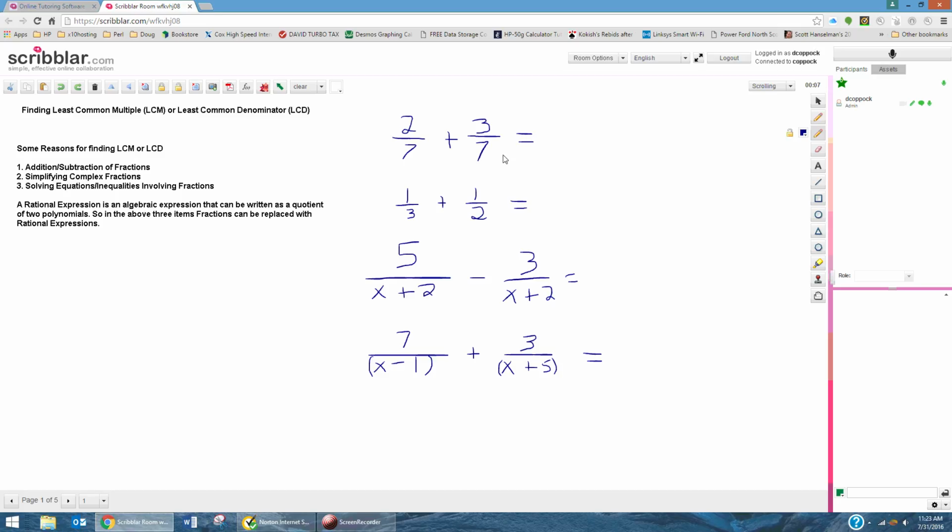in order to add fractions or combine fractions or even subtract them, they must have a common denominator. So these two fractions do have a common denominator already of 7. So all we have to do is add the numerators. 2 plus 3 is 5. So we have a total of 5/7.